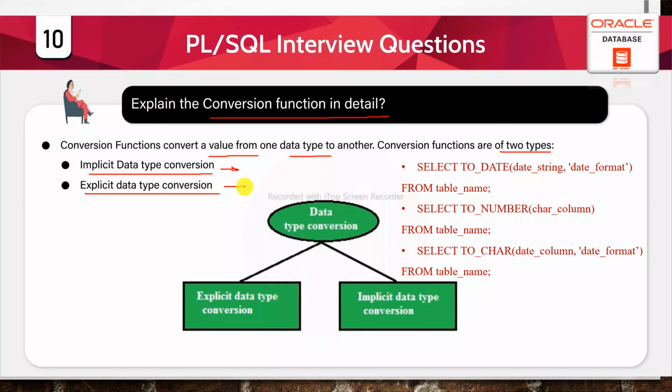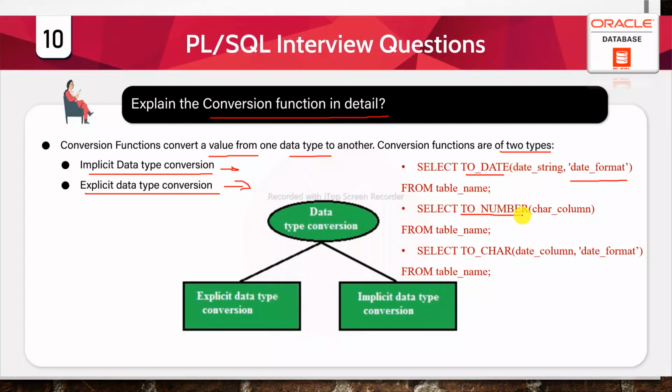And in explicit data type conversion, we have to manually convert the data type from one data type to another. So let's take an example of explicit conversion. Select, so I am converting this string into a date. So the date string will be converted into a date. The format will be specified here, that is the date format. Whatever format you are interested in, you can write the date format and write the string value over it. The value will be converted into a date.